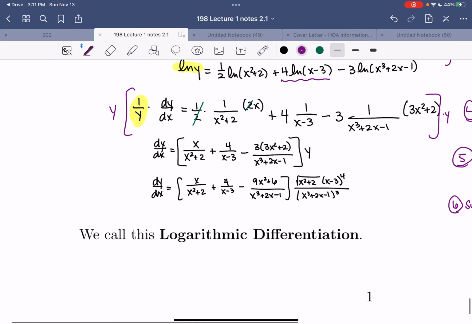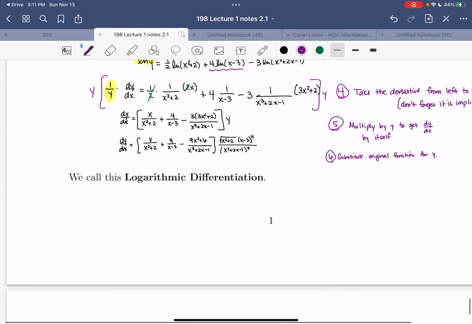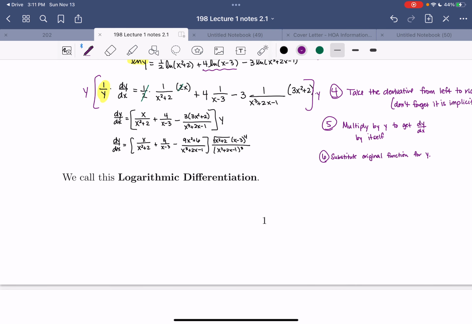So we call this logarithmic differentiation because you're using logs to take derivatives. They weren't there originally. Please don't confuse this with ones where you already have natural logs. If you already have a natural log, then just use your properties and simplify and go about your business. But if you don't have logs and it's super complicated, then that's an instance where we would use logarithmic differentiation.